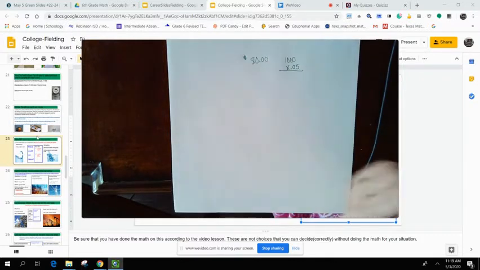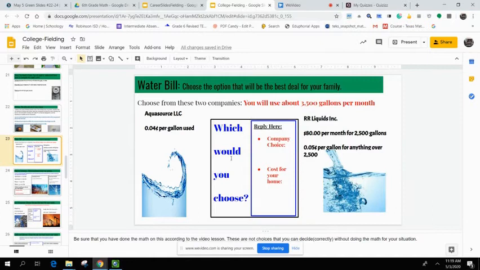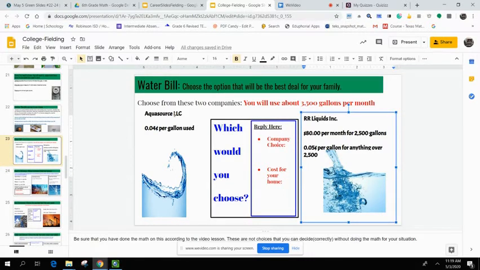If I go back to the slides here, on this one you would have to come up with the total cost. And then you can decide with your game whether you would rather choose this one or this one, depending on the cost. And so that helps you a little bit with the math for the water bill.